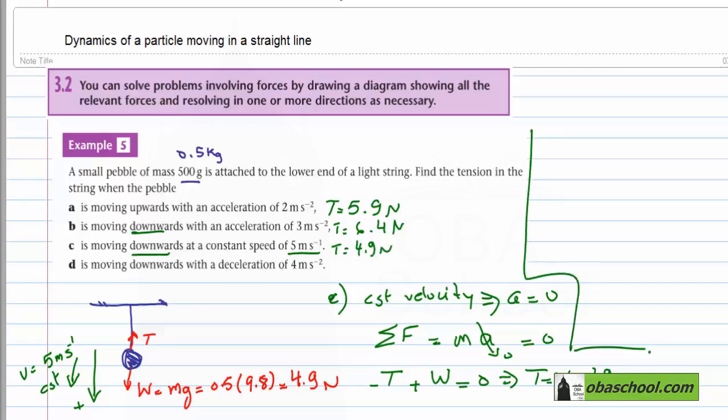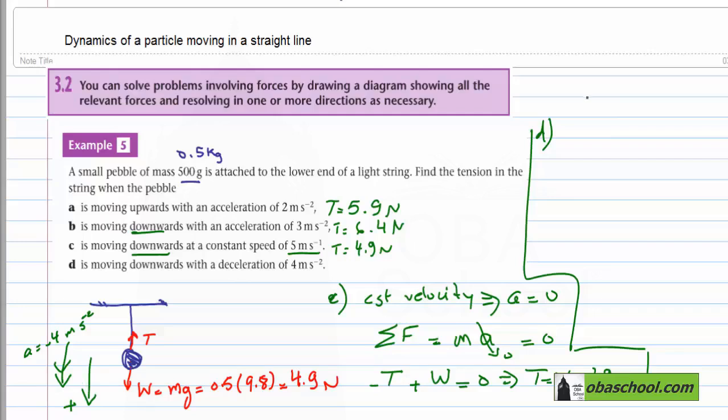Finally, in part D, the pebble is moving downwards with a deceleration of 4 meters per second squared. Deceleration is a decreasing rate of speed. It is a negative acceleration. So we assign its vector, however, in calculations, its value is negative. Then here is our deceleration downwards, but with a negative value, a negative magnitude, that is negative 4 meters per second squared. The positive direction along the y-axis is downwards. So motion is downwards, but with a decreasing speed or velocity, thus a negative acceleration or a deceleration.